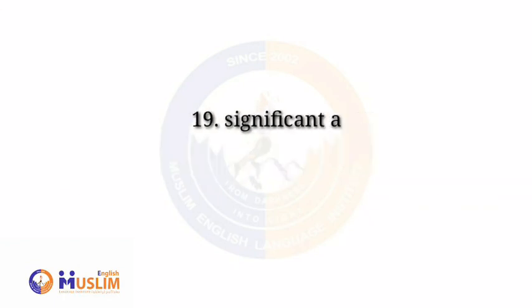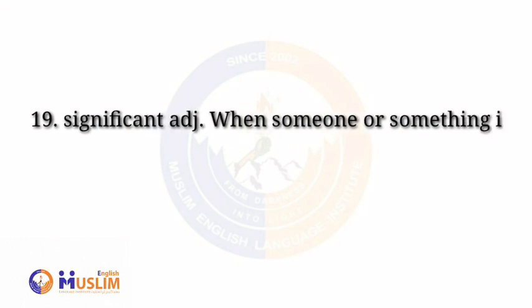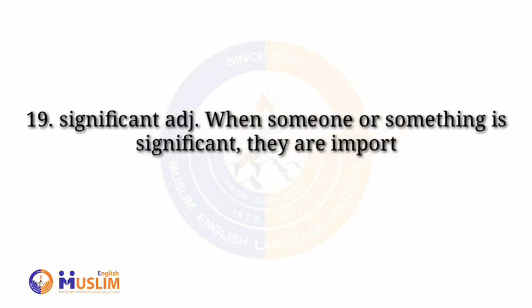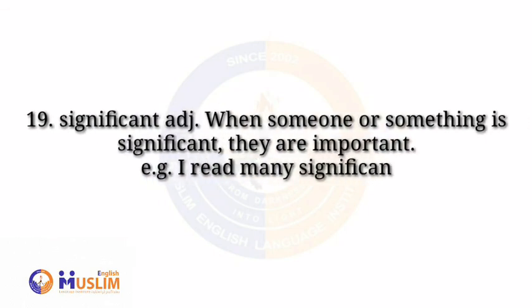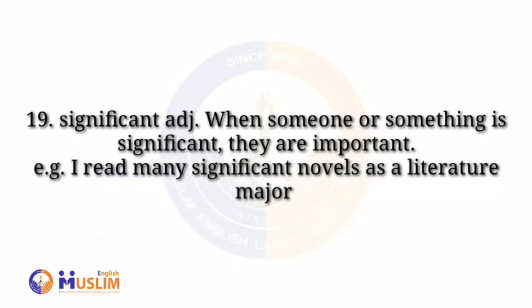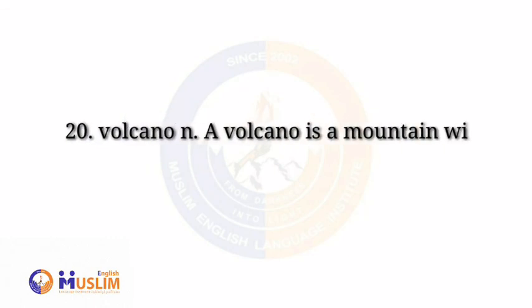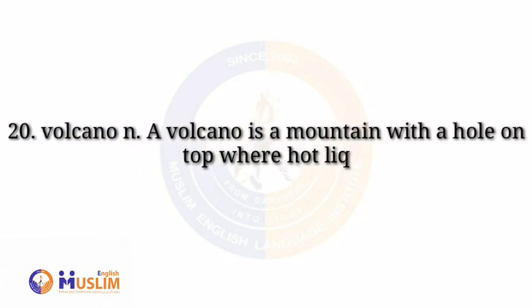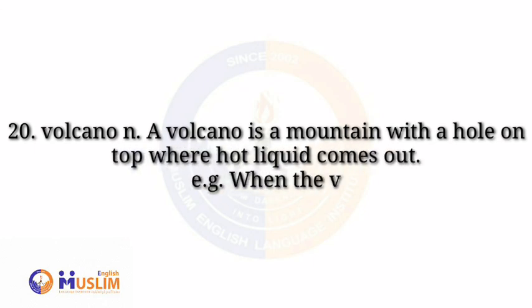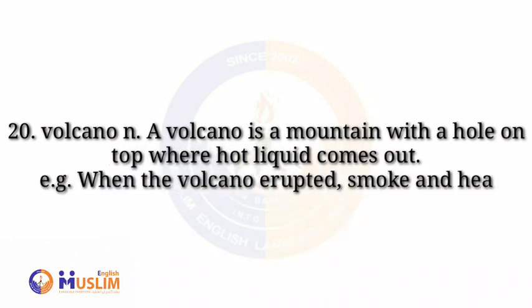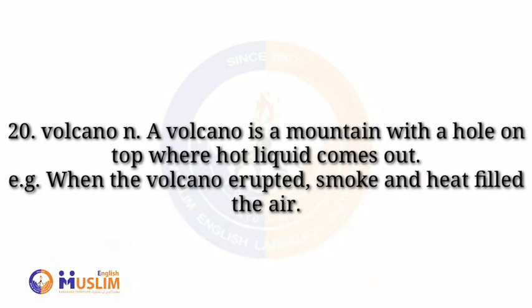Number 19. Significant, adjective. When someone or something is significant, they are important. Example: I read many significant novels as a literature major in university. Number 20. Volcano, noun. A volcano is a mountain with a hole on top where hot liquid comes out. Example: when the volcano erupted, smoke and heat filled the air.